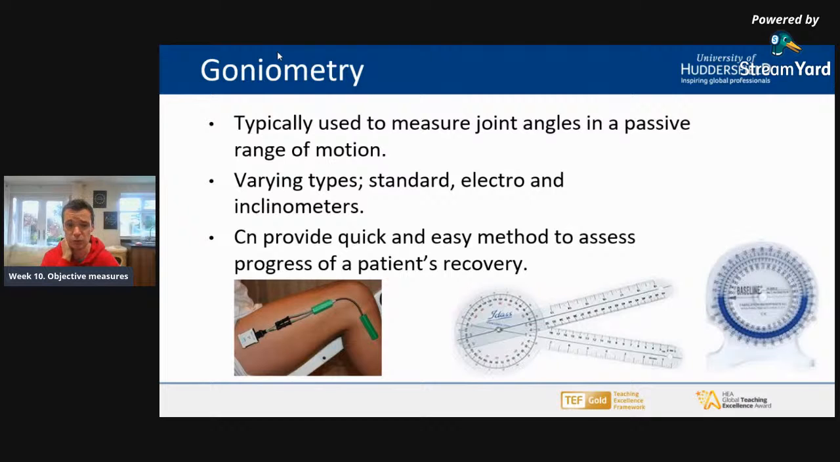And the third one is what's called an inclinometer, or you might see them called bubble goniometers, which essentially look for the angle of a slope. I've tended to see them used when looking at, say, lower back ranges of movement, rather than the other goniometers, just because of the length of the axis.